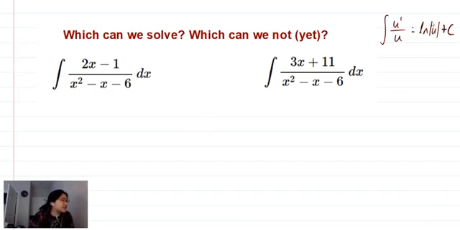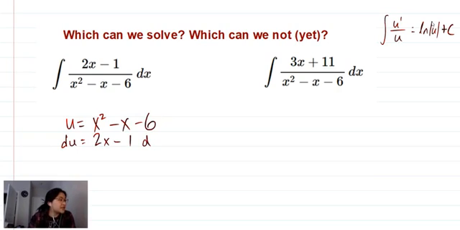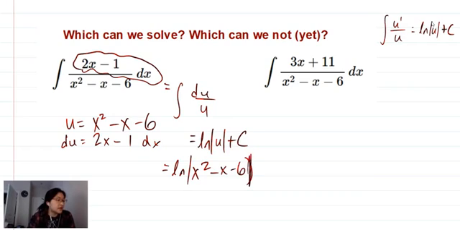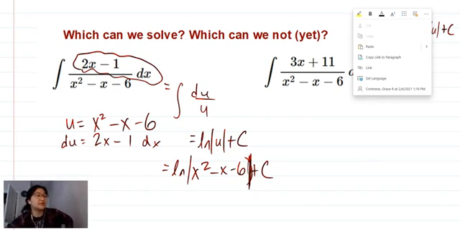So between these two, if we have u equals x squared minus x minus 6, then du is going to be 2x minus 1 dx, and that's right there. So that means this gives us the integral of du over u, so natural log of u plus c, and that's natural log of the absolute value of x squared minus x minus 6 plus c. And this one we do not know yet.